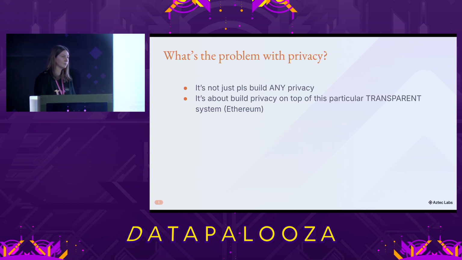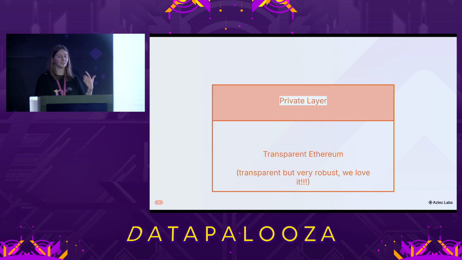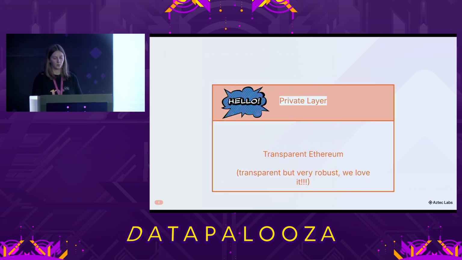Why? First of all, because we love Ethereum, but not only this, because it is a robust layer, and it makes a lot of sense to build our privacy layer on top of a robust layer. So we want our privacy layer to be on top of Ethereum, meaning on top of a fully transparent layer. That's already quite tricky. But OK, if we stick to this construction, will any privacy still work for us?